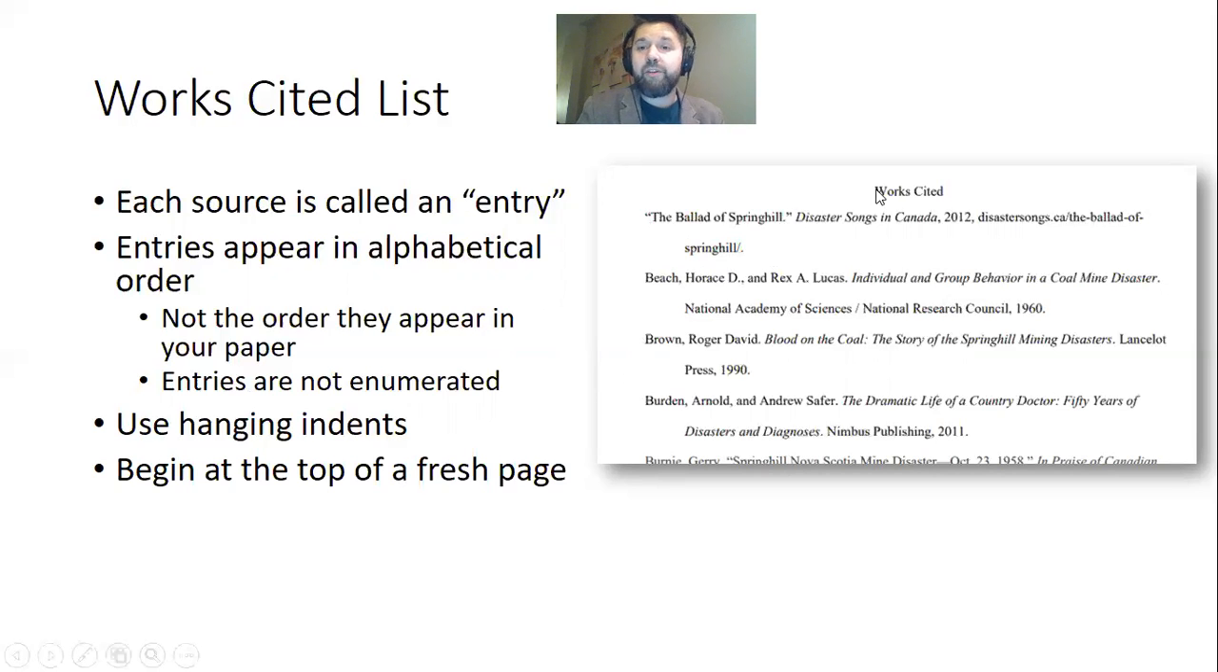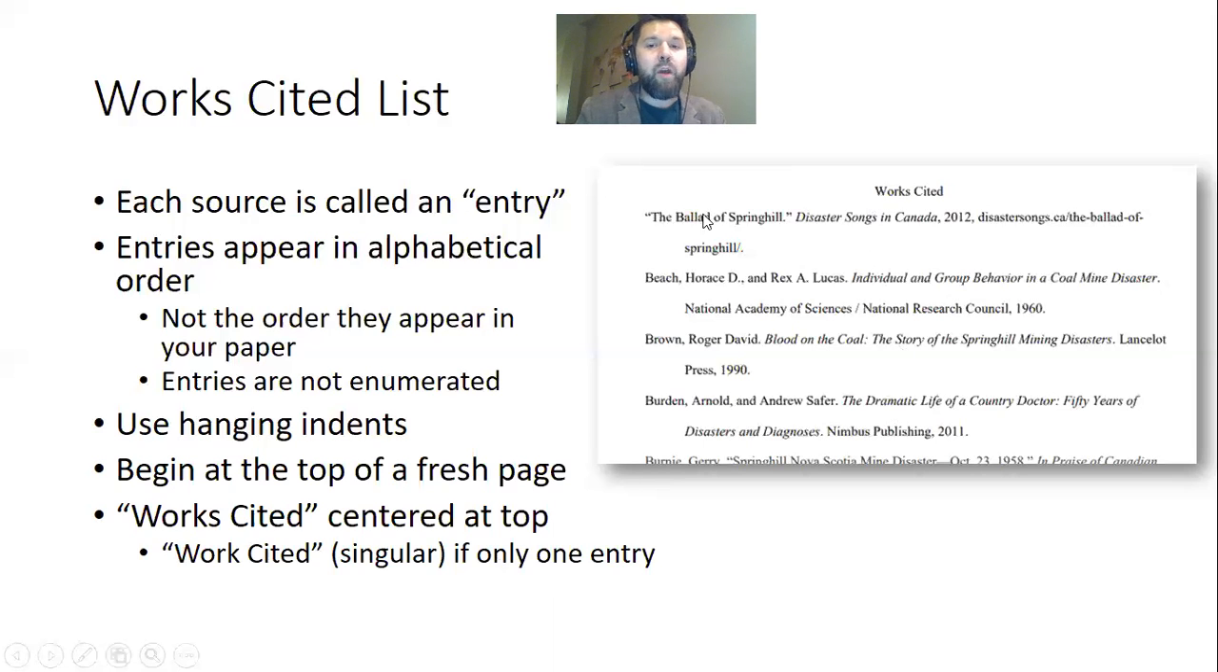Like I said before, the works cited list should begin at the top of a fresh page. And notice we've got the words Works Cited centered at the top. It is not bold text, so it's just regular old text. And notice the whole thing is double spaced. If you have only one entry because you're only quoting one source in your paper or something like that, then it doesn't say Works Cited, but Work Cited.